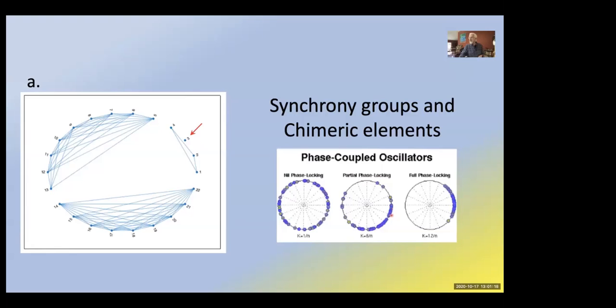You can see there's a group right here, a group right here, a group right here, a group right here, and a group right here, and some of these other ones just wander around and can't really synchronize with anything. Those are called chimeric elements. So in our particular case, oscillator 3, right here, the one that the arrow is pointing to, would be at this level of coupling a chimeric element. Now let me show you the dynamics of how this particular set of synchrony groups and one chimeric element emerged.